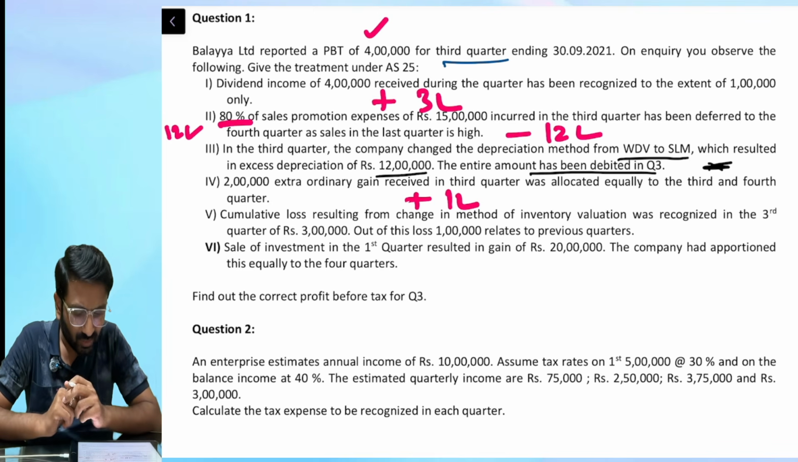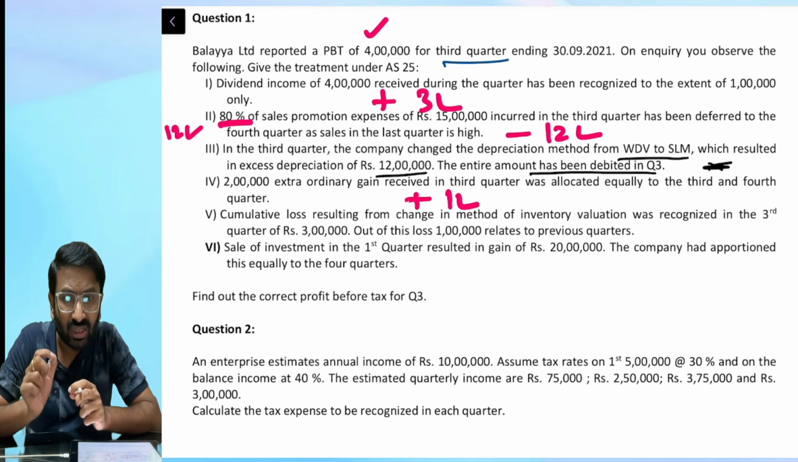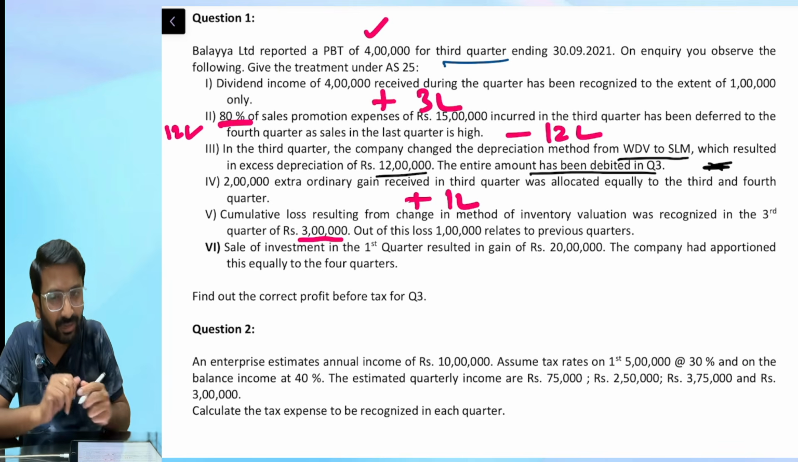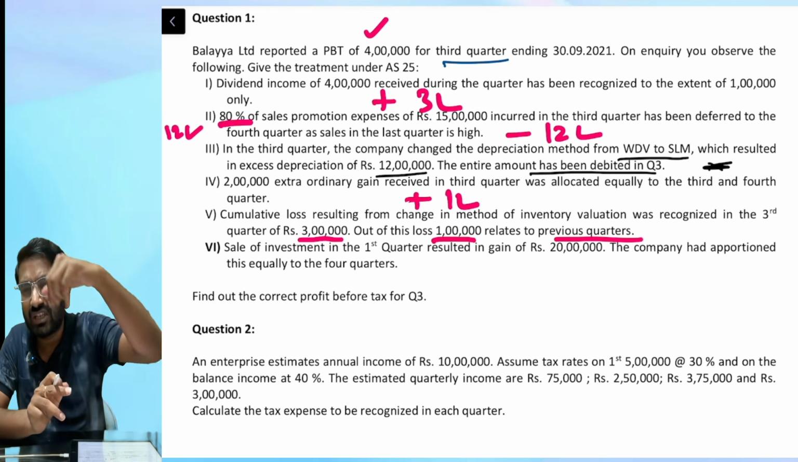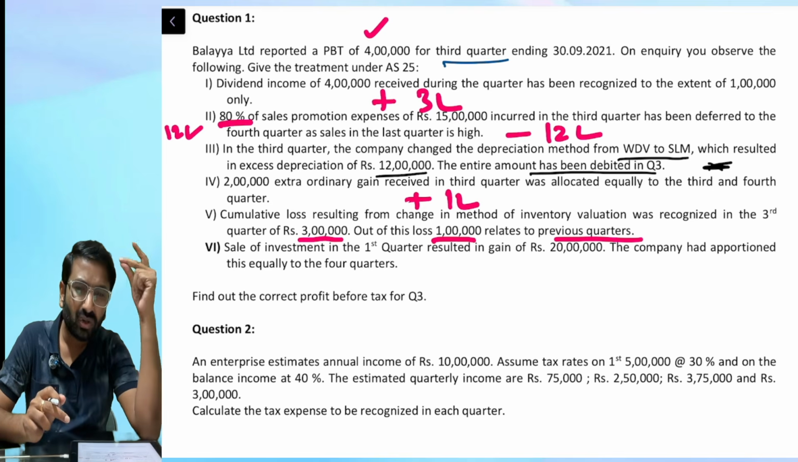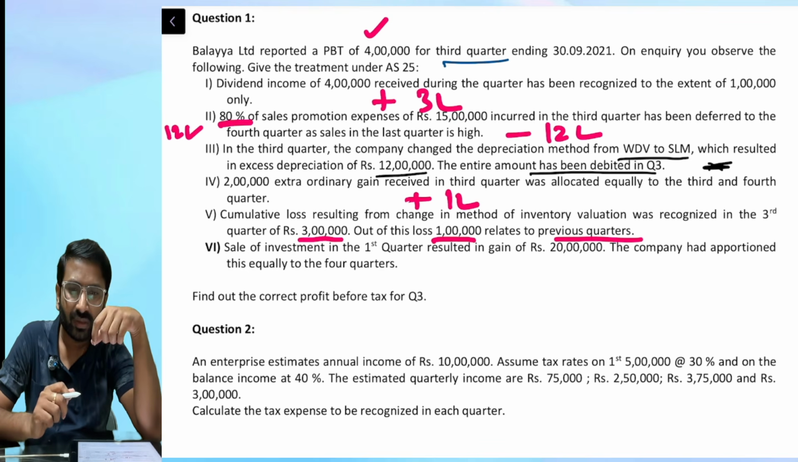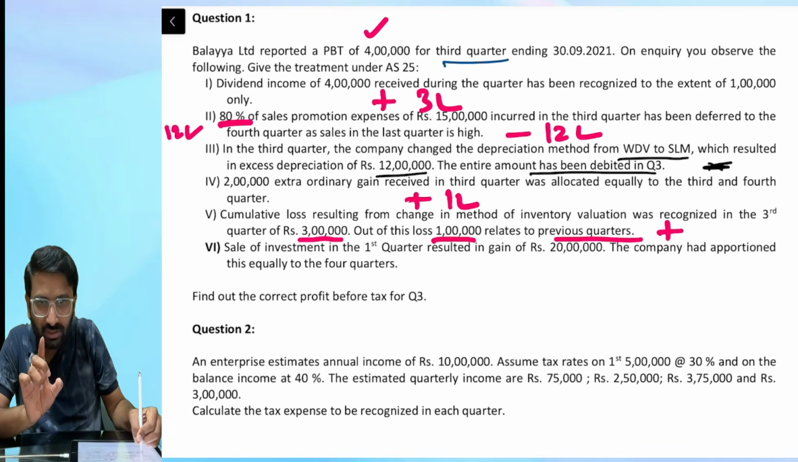Okay. Next, point number 5. Cumulative loss resulting from change in the method of inventory valuation was recognized in the third quarter of 3 lakh. So how much loss are you recognizing in the third quarter? 3 lakh. But out of this, 1 lakh loss relates to the previous quarter. So the previous quarter's 1 lakh loss you are booking in this quarter. Because of that, unnecessarily this quarter's profit would have come down. So since the profit has come down, what am I going to do? Add back. So I will add back this 1 lakh.